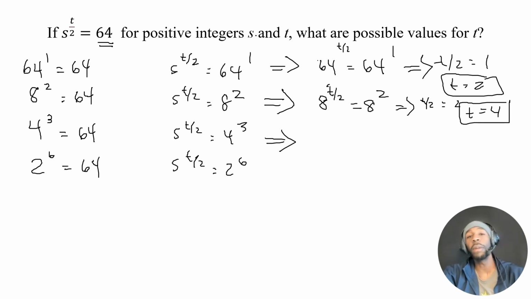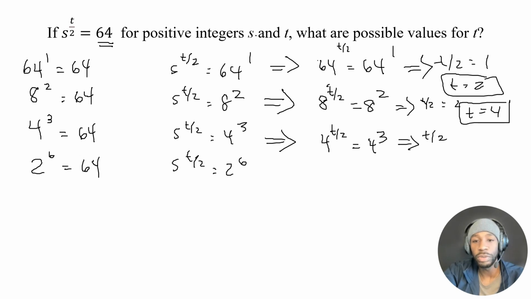Now, I adapted this from a real SAT problem. They only wanted one value, but I'm leading you through several so that you'll know. So here you have 4 to the t over 2 equals 4 cubed. Therefore, t over 2 equals 3, so t equals 6.